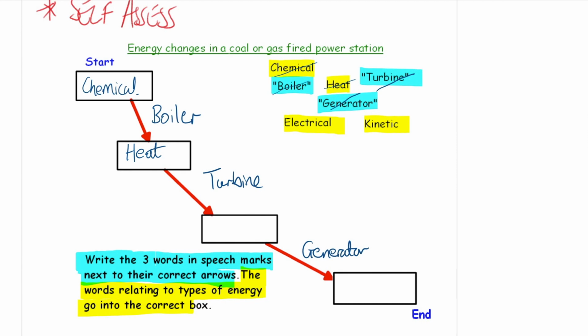and the turbine turns the steam into kinetic energy. So the kinetic energy really is in the moving steam, and then that kinetic energy goes into the generator and produces electrical energy. Alright, so just tick the ones you got right and correct the ones which you've got wrong.